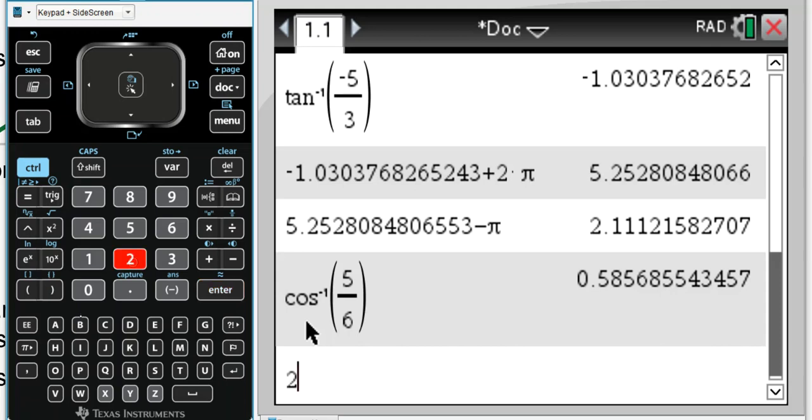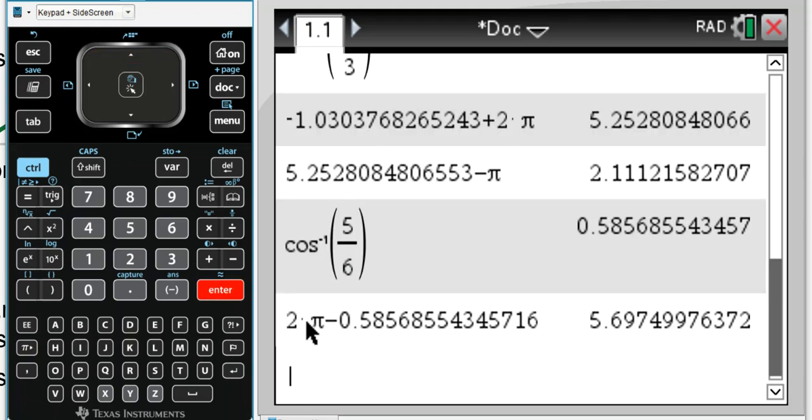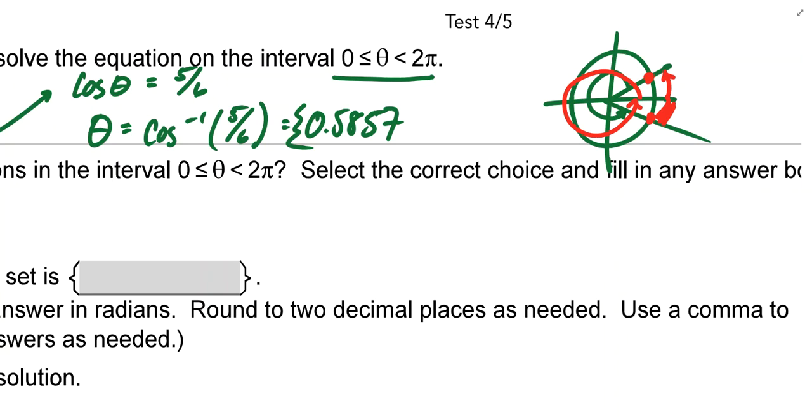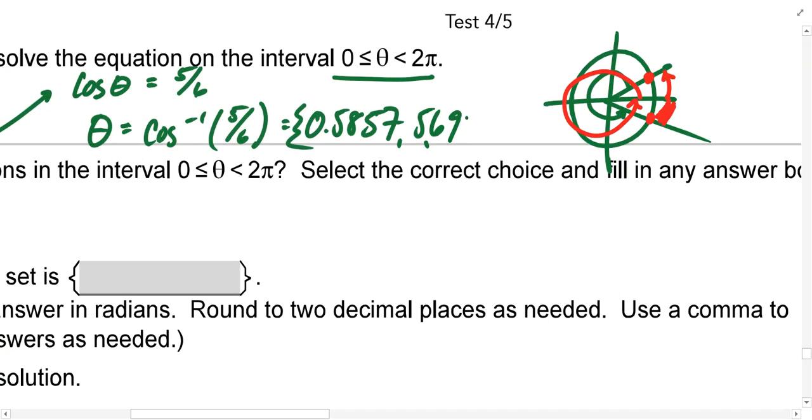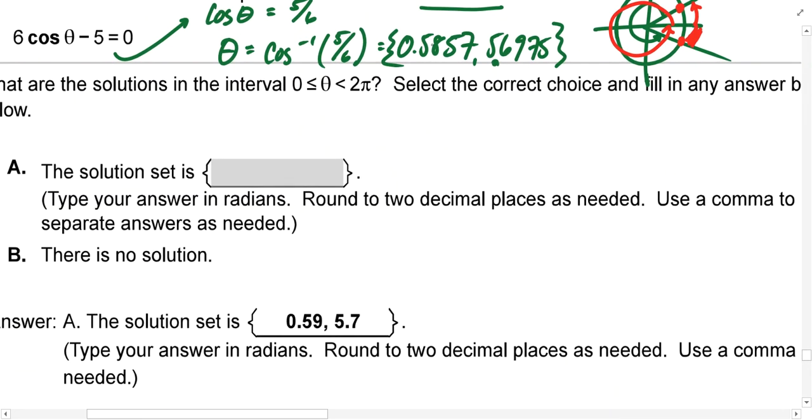So 2 pi minus the prior angle that we just calculated, and that last position is 5.6975 radians. And if we check our solution, now rounded to 2 decimal places, against the answer key, I think we've got it.